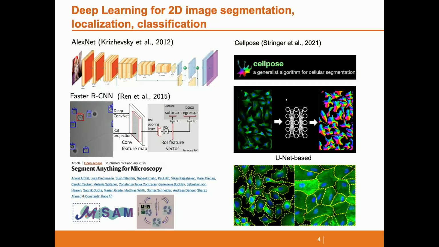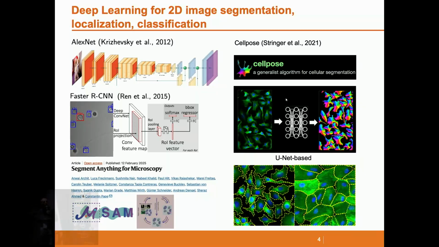Since the introduction of AlexNet, there have been very successful algorithms for image segmentation and image classification for 2D image analysis. For instance, you have Faster R-CNN, which can detect and label objects. And the most popular method that you probably know is Cellpose. I guess you played with these tools, especially Cellpose and maybe SAM, during the different workshops during this event.